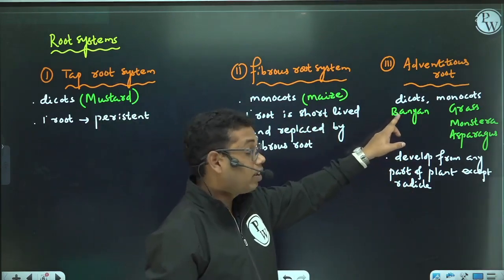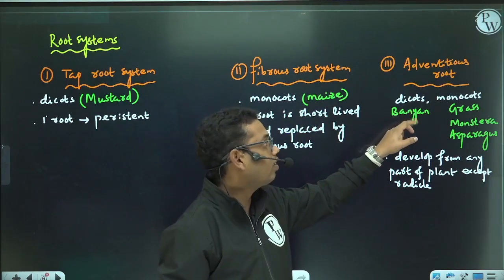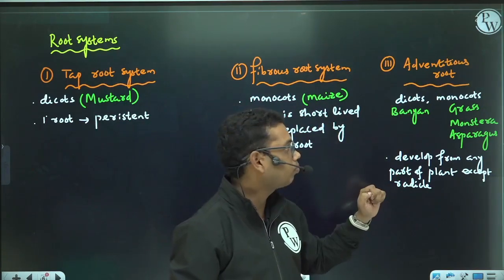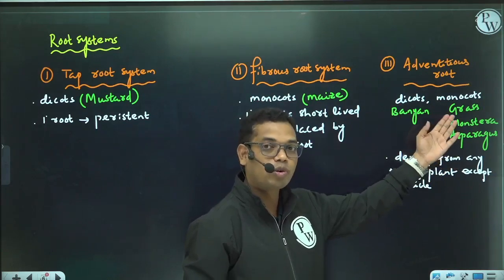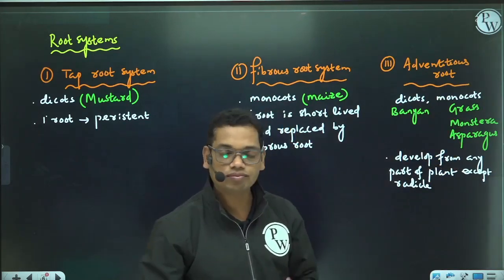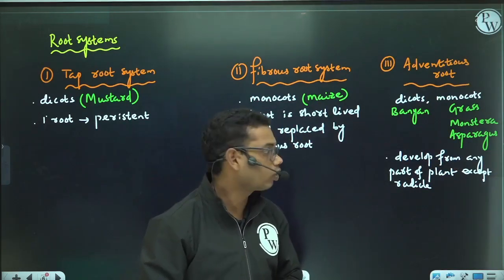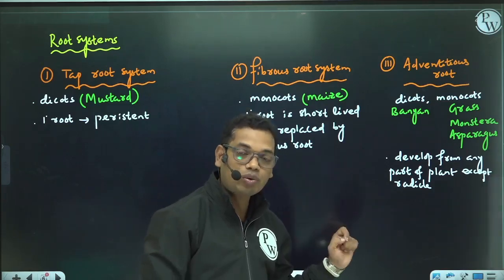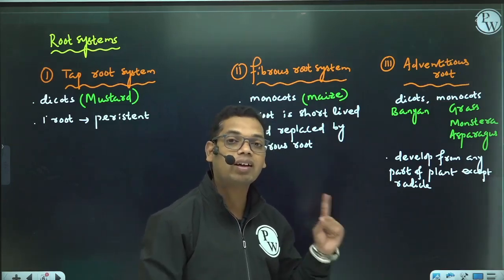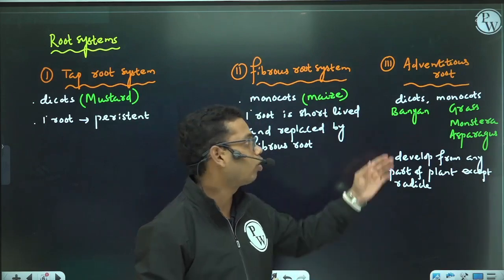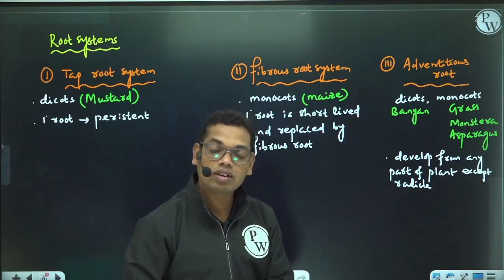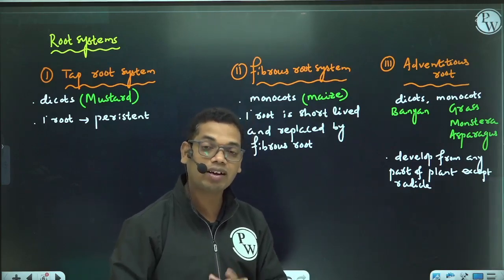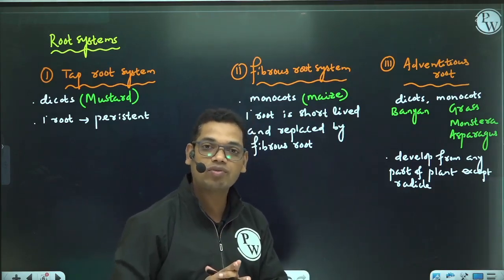The adventitious root system is found in both monocots as well as dicots. Banyan is a dicot, and it has adventitious roots. Grass, monstera, and asparagus are monocots and they have adventitious roots. Any root which develops from any part of the plant except the radicle is called an adventitious root.